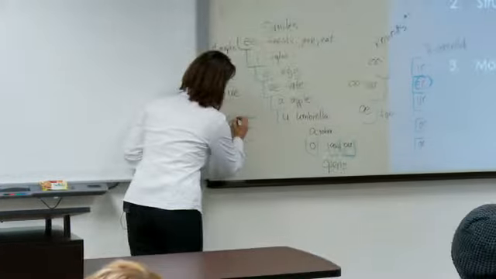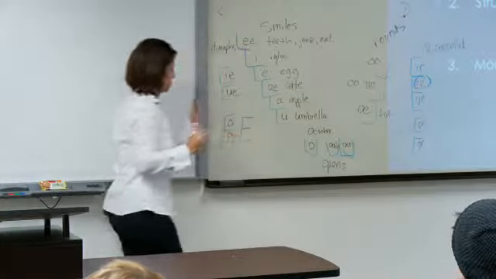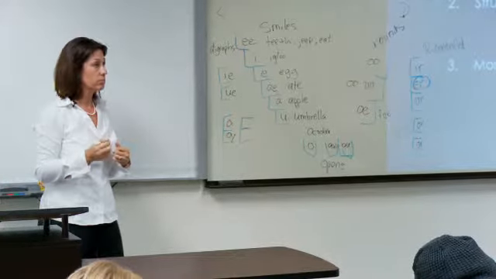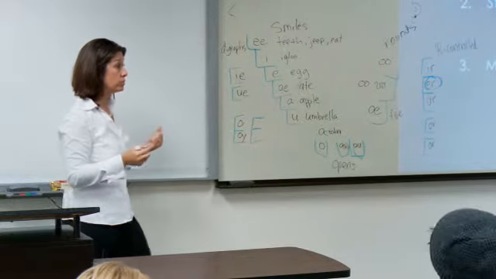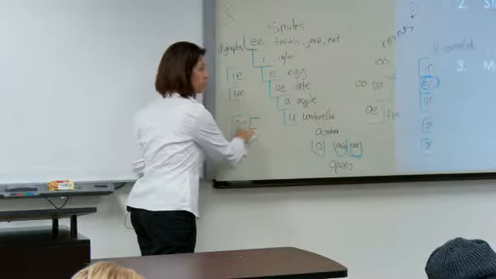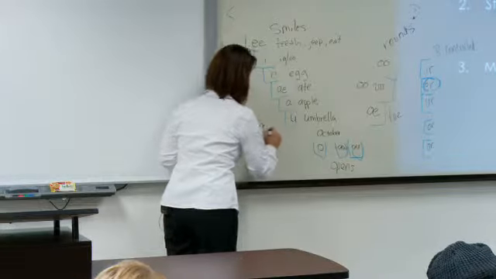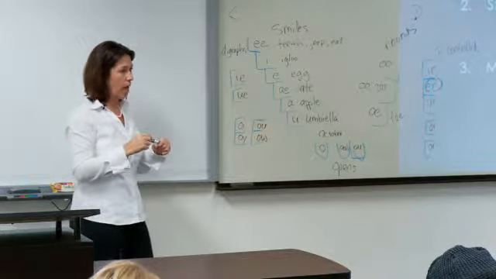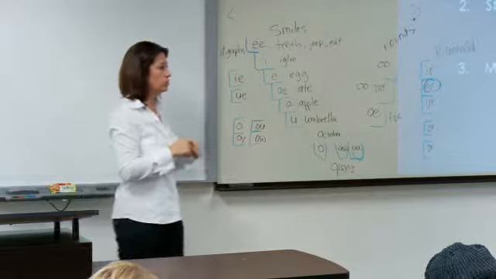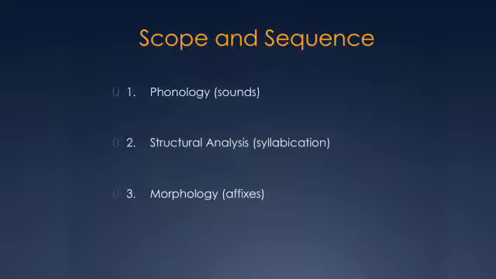Okay, now we have oi and oy. Toy, boy, foil. You're creating images for both spellings. Your next ones are ou and ow. Ouch, cow.